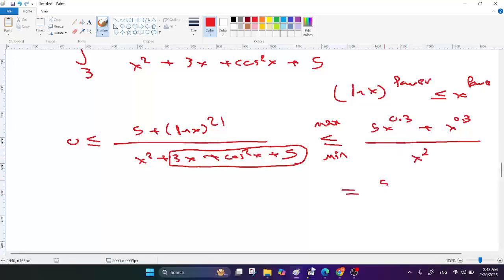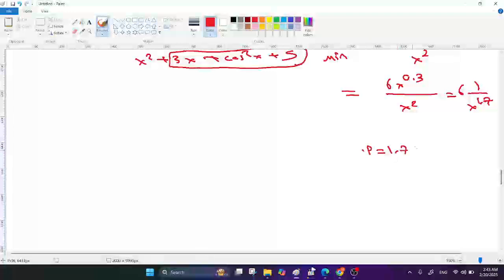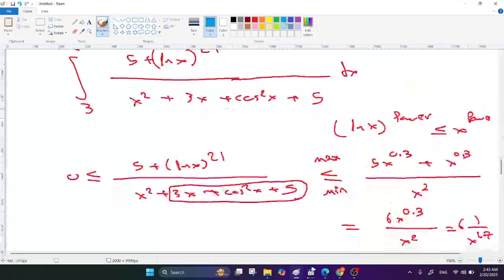So this equals 6x^0.3 over x squared, which equals 6 over x^1.7. p equals 1.7 is greater than 1, so convergent. So the original one is convergent, thankfully. I don't know why thankfully. I mean, if it's divergent, what's the problem?